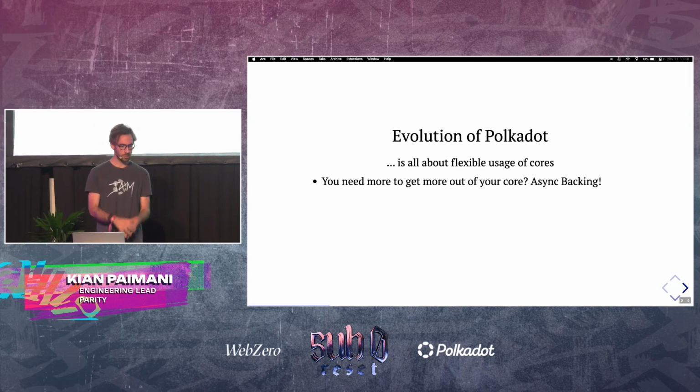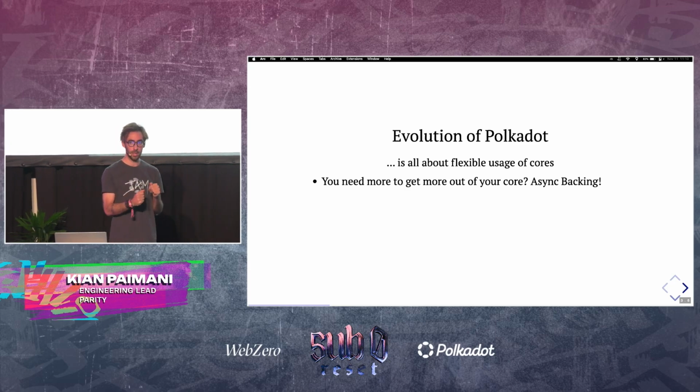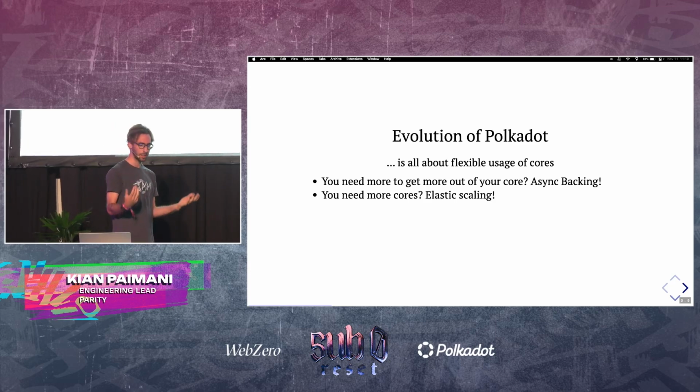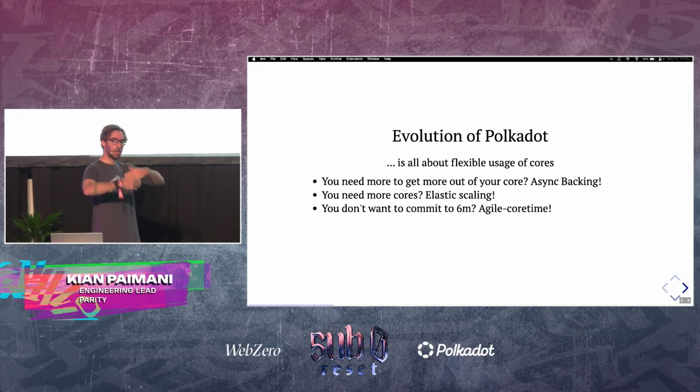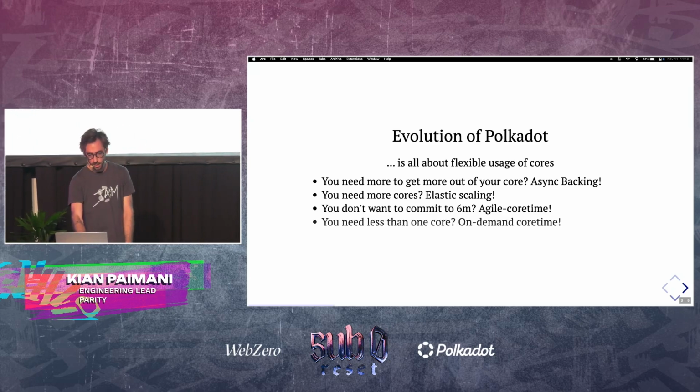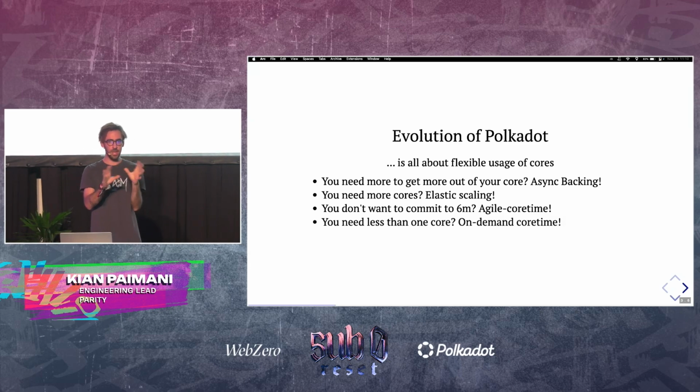If you want to get more out of the single core you have, this is async backing. If you want multiple cores, then we have elastic scaling. If you don't want to commit to a long period of time for how long you want to use your core, then we have agile core time. If you want to commit to not even any duration of time and just use a Polkadot core on demand, then we have on-demand core time.